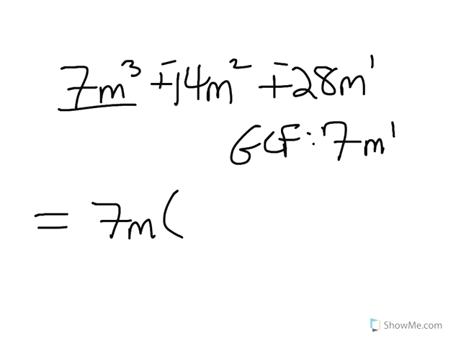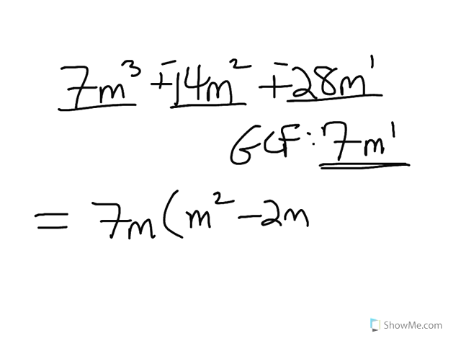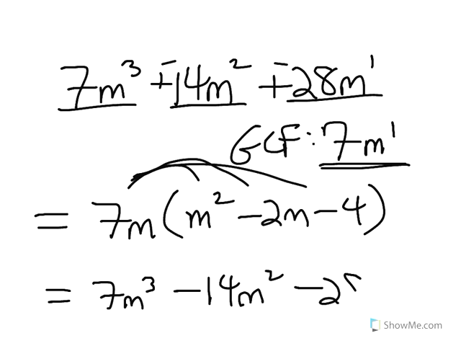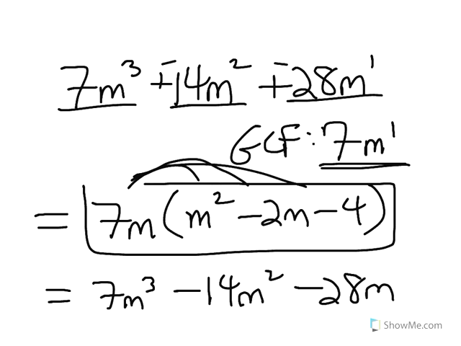Well, 7m cubed divided by 7m to the first is just m squared. Negative 14m squared divided by 7m is negative 2m. And negative 28m divided by 7m is negative 4. Check it to make sure that it's right by multiplying it back out. 7m times m squared is 7m cubed. 7m times negative 2m is negative 14m squared. And 7m times negative 4 is negative 28m. That is indeed what we started with. So this is the correct answer.